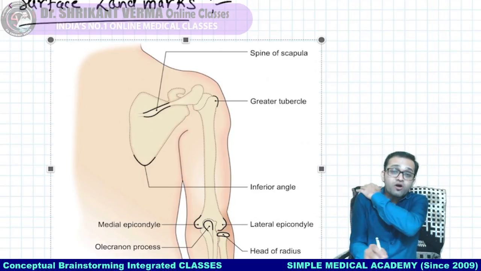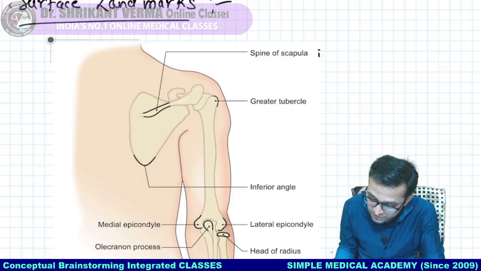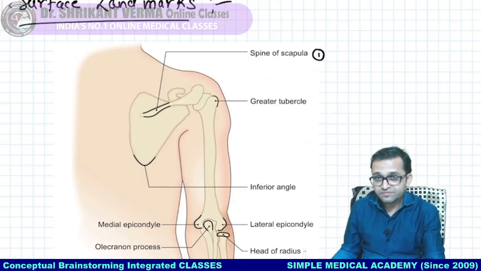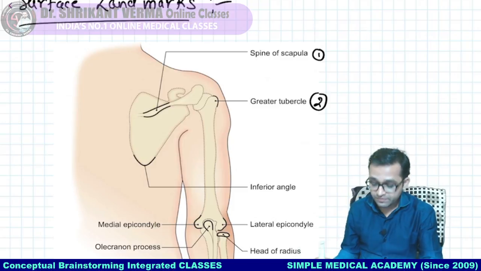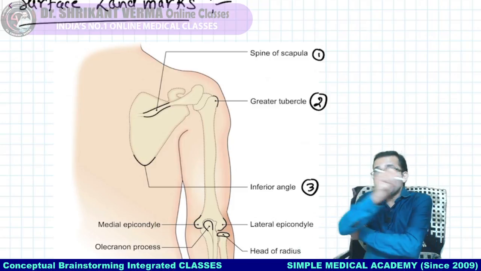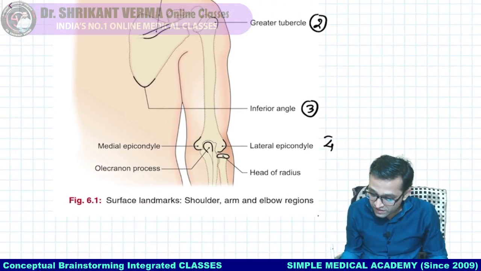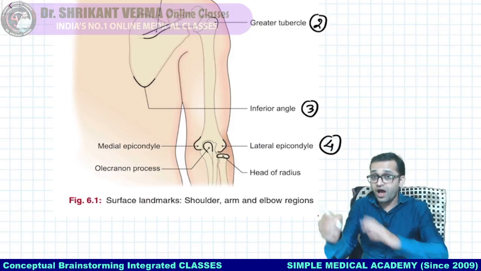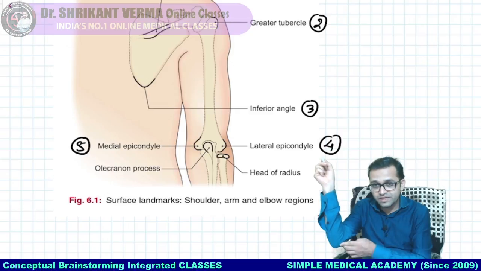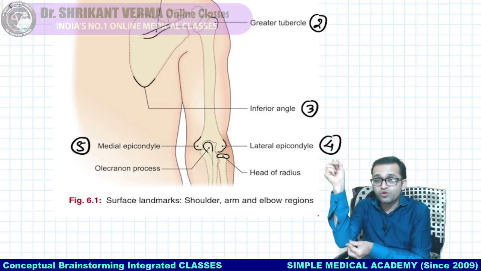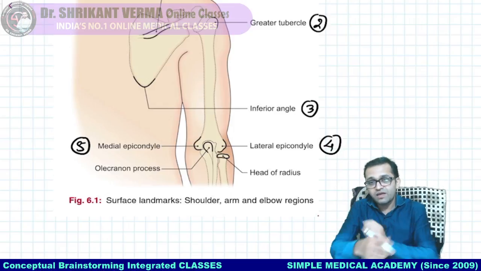You can feel on the back side one horizontal running bony process, that is the spine of the scapula, 1. There is the large bony projection, that is the greater tubercle, 2. Also you can feel the inferior angle of the scapula on the back side, lower side. You will be able to feel the lateral epicondyle for the arm elbow region. Also you can feel the medial epicondyle, just touch on the medial side of the arm. Whatever the most bony projection you are feeling, that is the medial epicondyle. In the same way, on the lateral side, the lateral epicondyle.